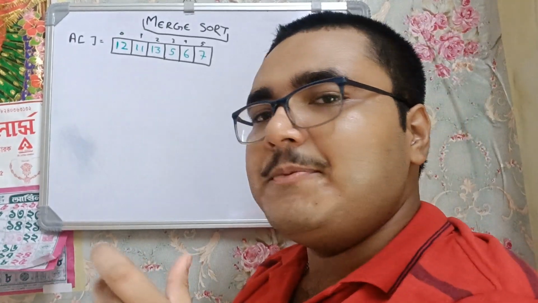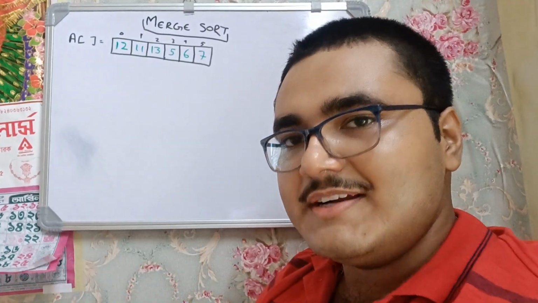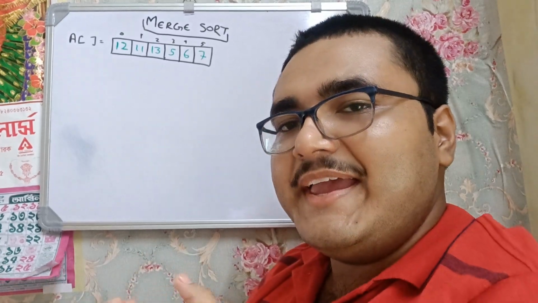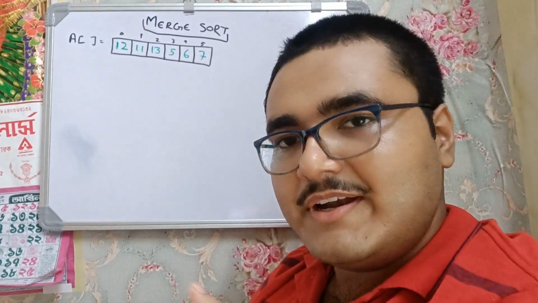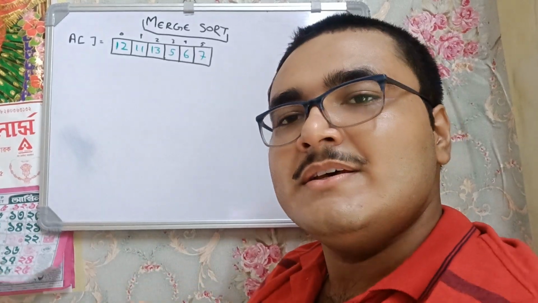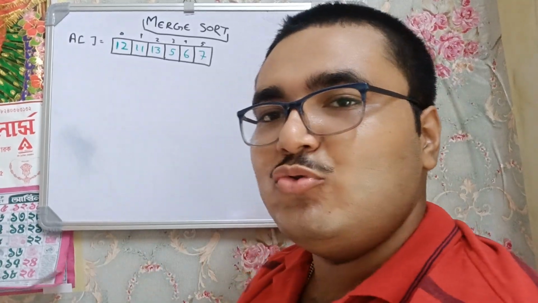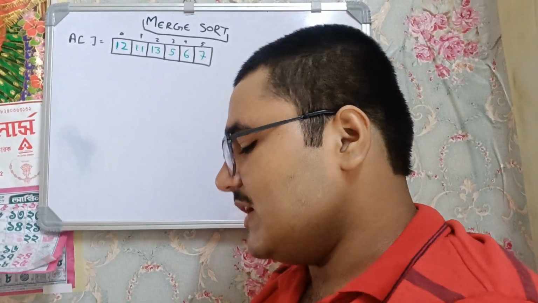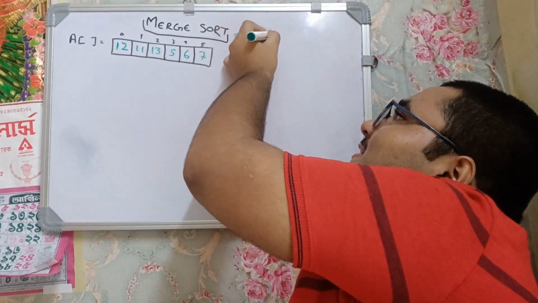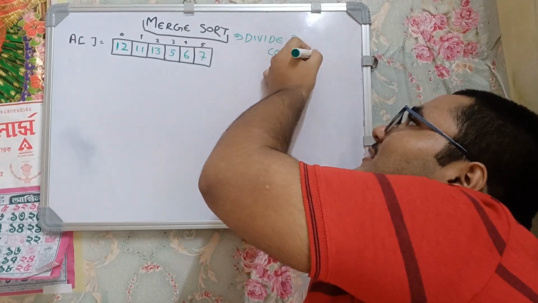That means first we will be dividing the array into certain parts, and then we will be merging them again in a sorted manner. Getting my point? Now how to divide this array? First of all, this follows the divide and conquer strategy.